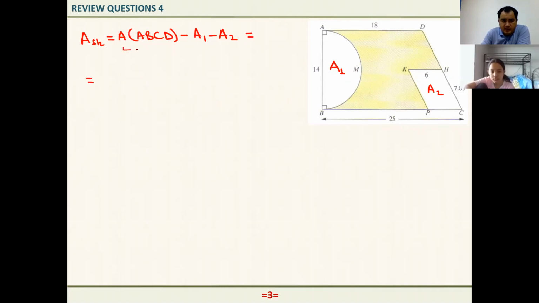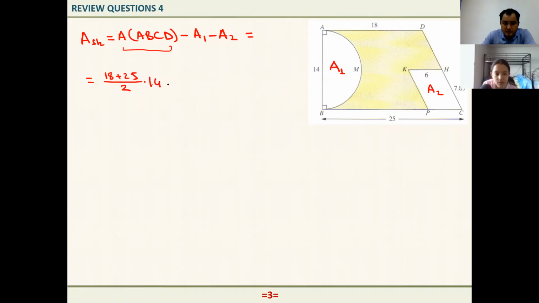What is the area of this trapezium, Shahina? Can you tell me? Sum of the parallel sides. What are the parallel sides? This and this, right? So that is 18 plus 25, over 2, times what is the height of the trapezium? 14.